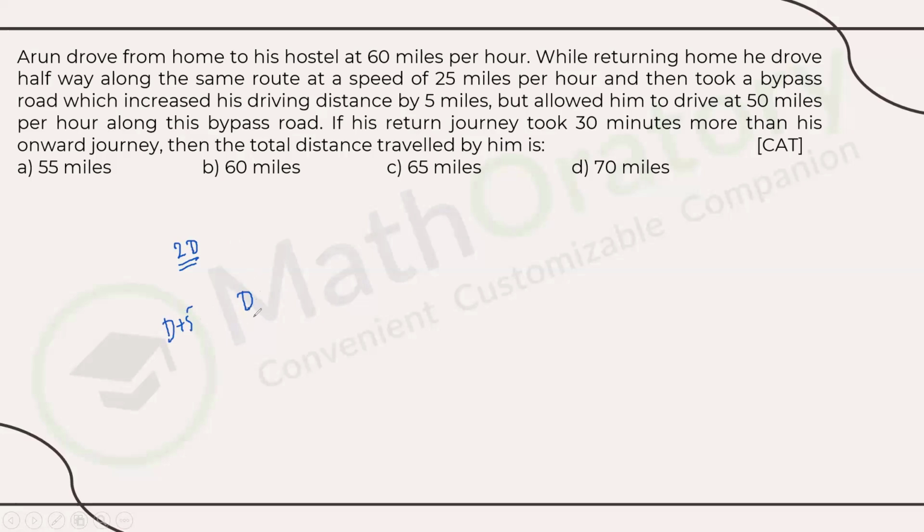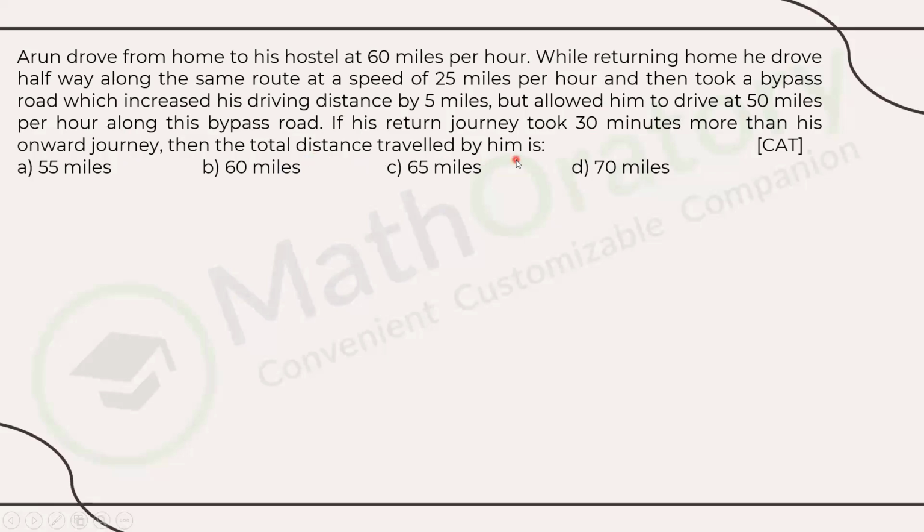So just to visually understand this, I just wrote this down. You may very well use these variables to solve the problem, but as I promised, I'm not going to use it. So let's continue. Halfway with the speed and then the remaining through a bypass, which increased the distance by 5 miles, but with a speed of 50 miles per hour along the bypass road. If his return journey took 30 minutes more than his onward journey, then the total distance traveled by him is.